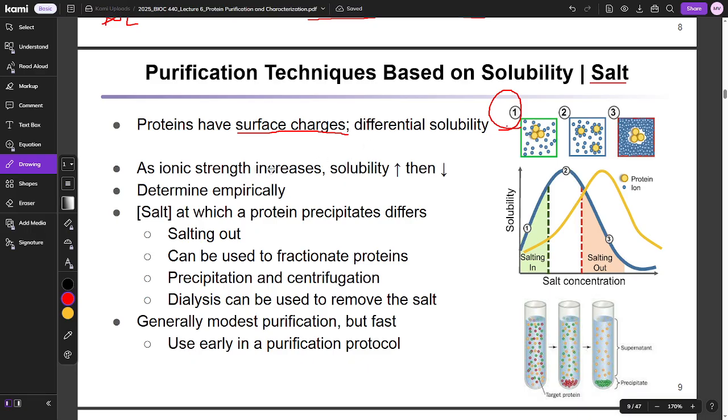But if you add enough salt, eventually the salt will start associating with each other, and you'll get something like this where the salt is associating with each other and the protein is separate, and this actually results in a precipitation of the protein. So what it's talking about here is, as we increase the ionic strength, so the amount of ions added, the solubility is initially increased, and then it decreases drastically. It gets to this max point and then decreases drastically.